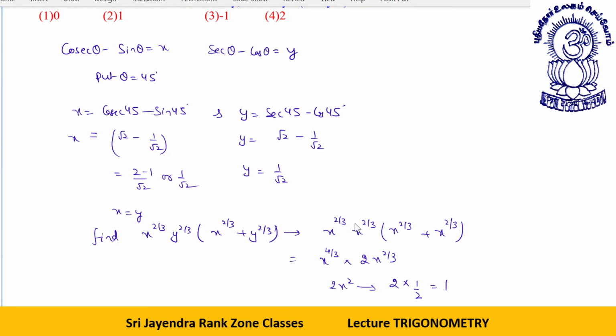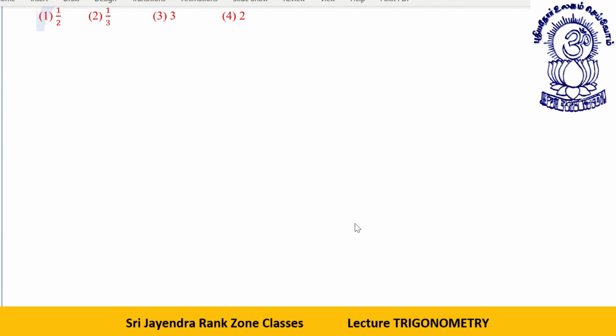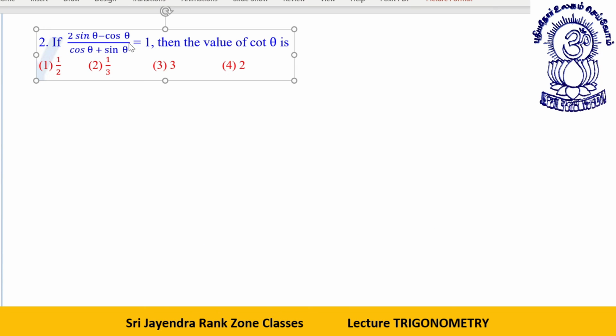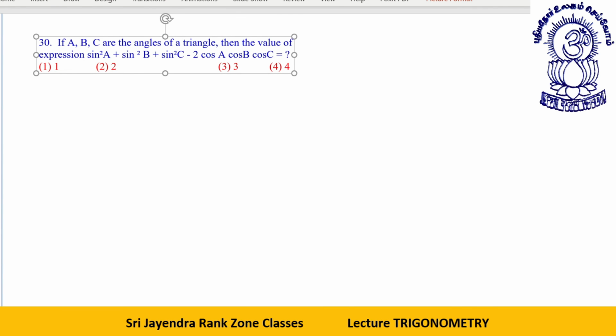Okay, next one. I'm about to wind up this exercise. I hope so far things are all clear to everyone. A, B, C are angles of a triangle, then the value of the expression, we have to find the value of sine square A plus sine square B plus sine square C minus 2 cos A cos B cos C.